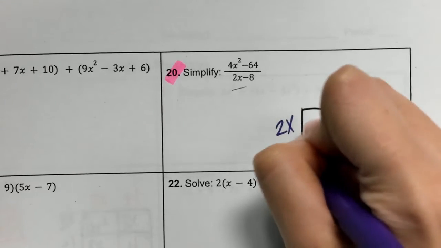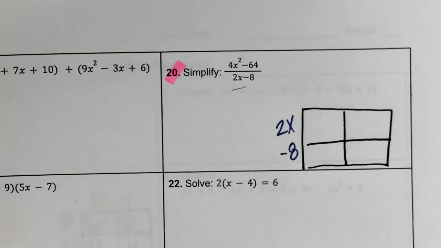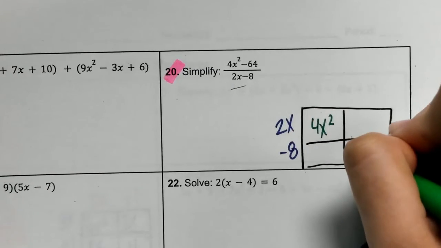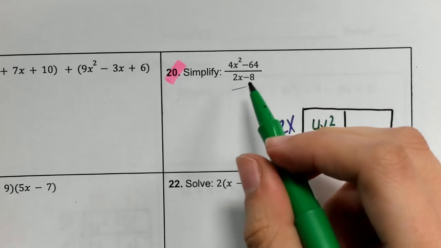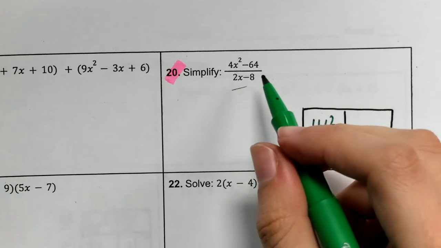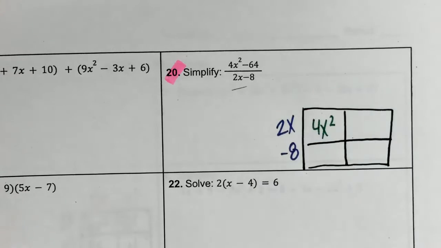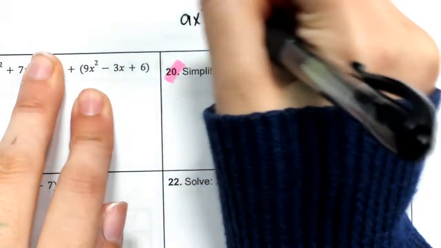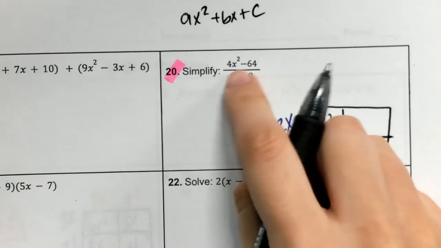Your divisor, the number being divided, or your denominator, will always go on the side: 2x minus 8. Inside the box will go 4x squared. Now you might say, hey, this looks different than normal. It only has 2 things instead of 3 things. What's really going on here? We know standard form is written in the form of ax squared plus bx plus c. But we only have 2 terms.